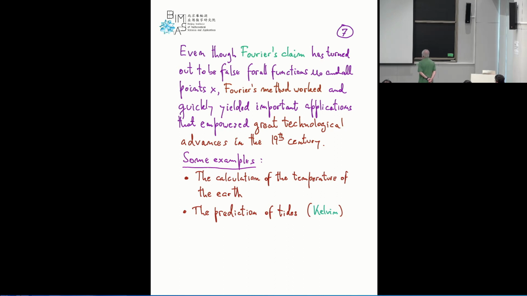So even though Fourier's claim has turned out to be false for all functions u sub 0 and all points x, Fourier's method worked. He wasn't stopped by this. The method works and very quickly yielded very important applications that empowered the great technological advances of the 19th century.